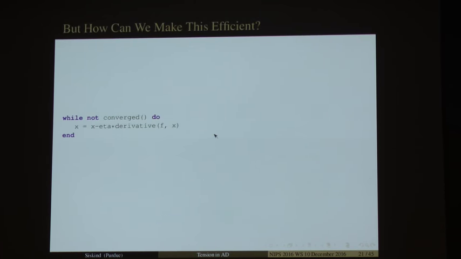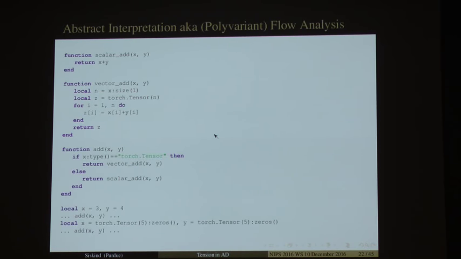There's only one problem. What if I do this? I'm doing gradient descent, right? And I call my derivative in the inner loop. Well, then I'm going to be repeatedly accessing the code and compiling, and I want to avoid that. So how can we make this efficient?